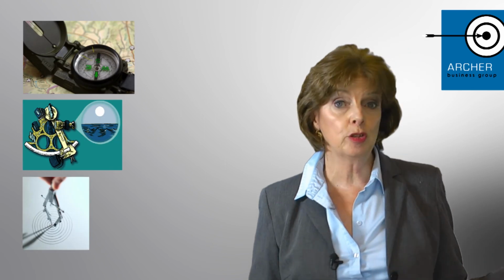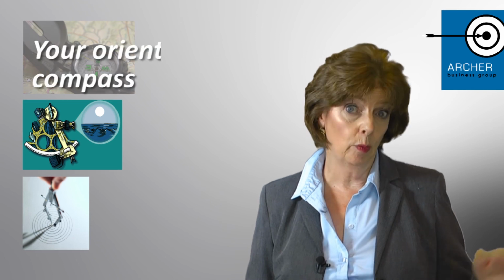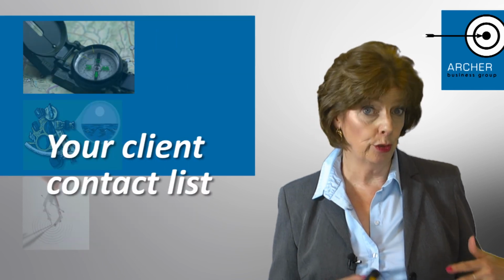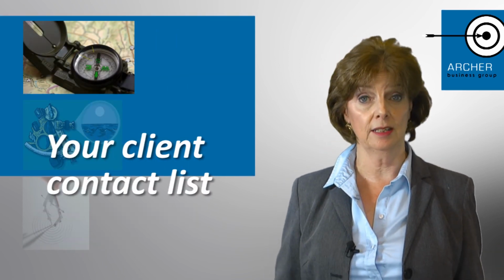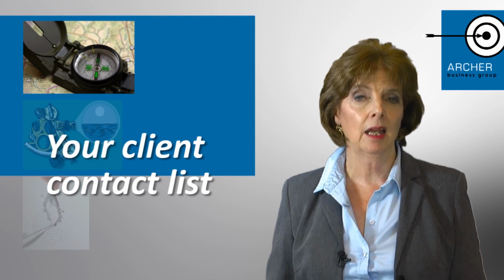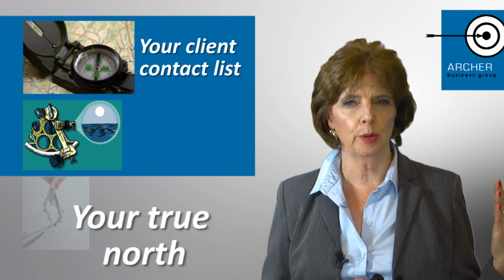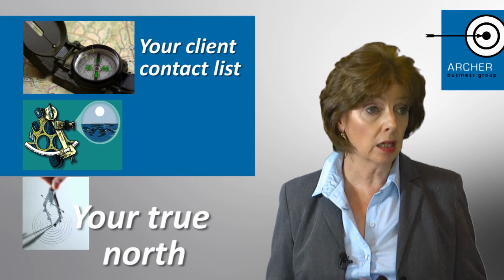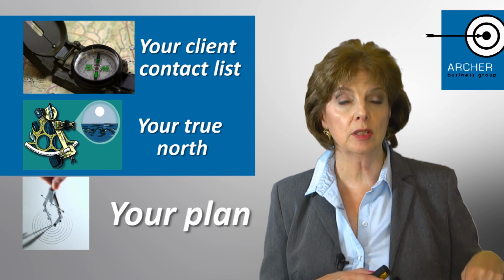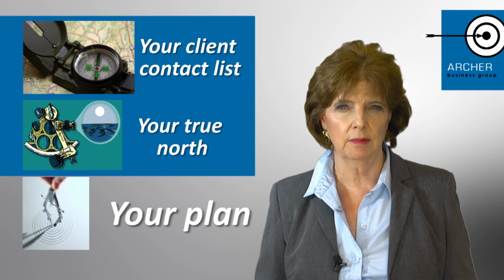So here we've introduced some new tools to change your focus and help you find pathways to new clients. We have an orienteering compass, a sextant, and a mapping compass. Your orienteering compass is your client contact list. You need more like your best clients. You need more Michaels. Your sextant shows you where you hold your true north, so you don't diverge from your target or from your values. Your mapping compass draws circles around the success you already have, so you can expand in circles outwards.